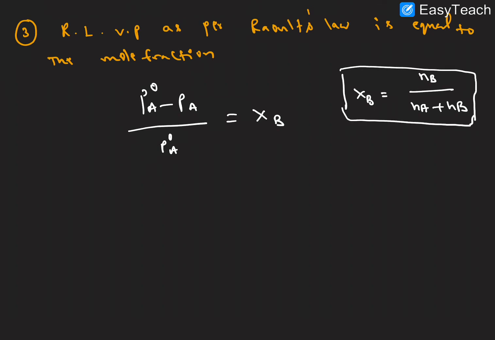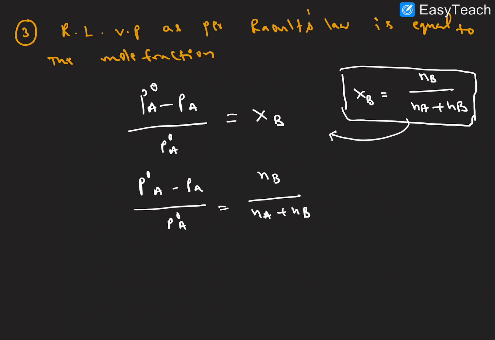So now we are taking mole fraction of solute. So mole fraction of solute by total number of moles of solute plus solvent. I hope it is clear. So we can write here, P naught A minus PA by P naught A equal to number of moles of B by number of moles of A plus number of moles of B, right?